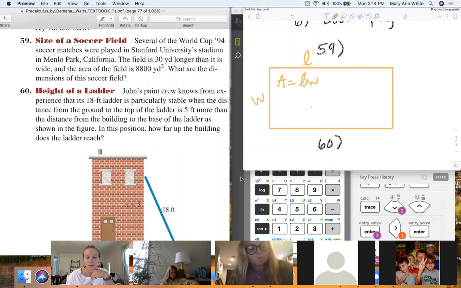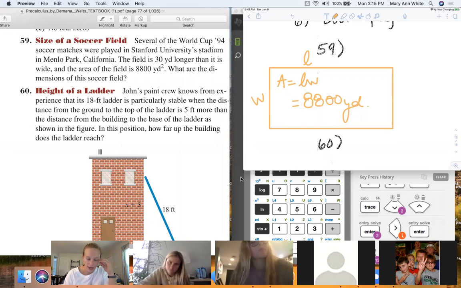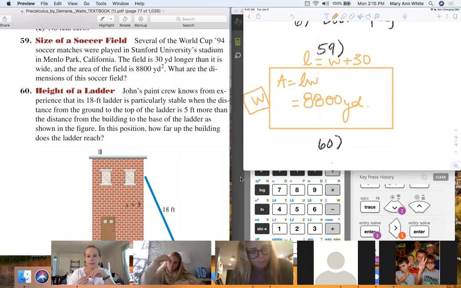Now let's use some of the numbers that were given to us. We know that the area is 8,800. So I know area is equal to this number. And then it also tells us that the field is 30 yards longer than it is wide. So longer, that's referring to length, 30 yards longer than it is wide. So I'm going to keep W as my variable, and length is going to be whatever my width is plus 30. My width plus 30.